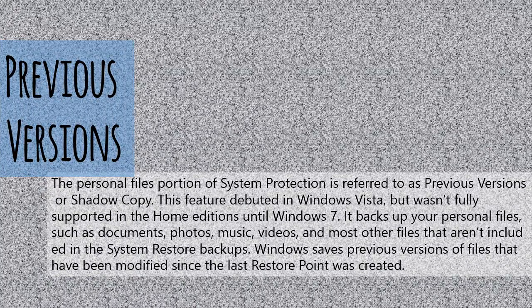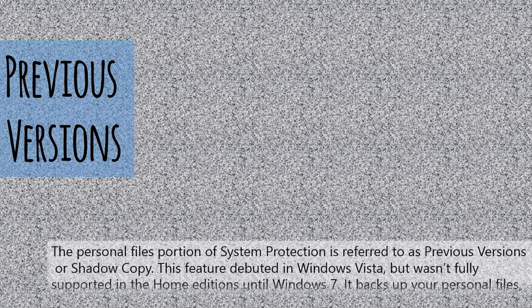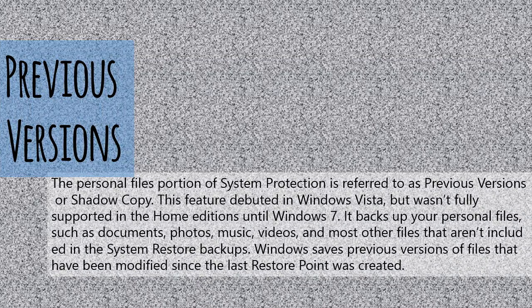But you can simply right-click the document, click Restore Previous Versions, and open the version of the document saved during the restore point created earlier that morning. You could then restore that copy to replace the current one, save it as a new document, or simply copy the portion you deleted and paste it into the current copy.